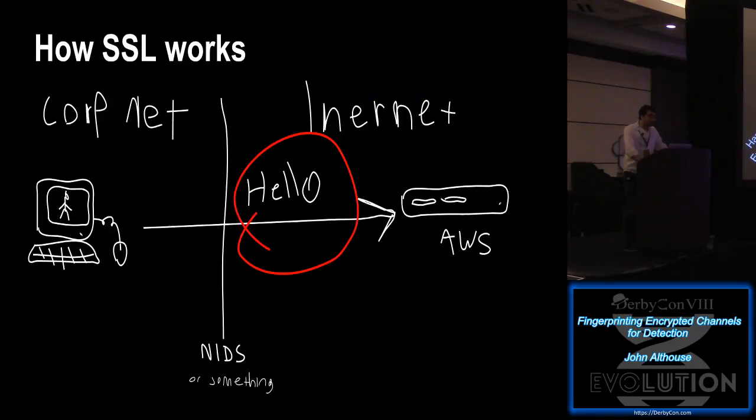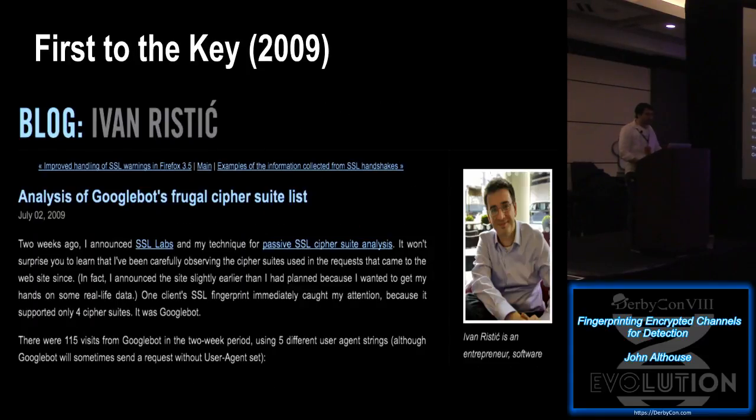And it turns out that you could do this by looking at that SSL client hello packet. And if this sounds familiar to some of you, that's because it is. Using that method of looking at the client hello packet is not new. Ivan discovered back in 2009 that he could detect and fingerprint Googlebot based on the 4 ciphers that it used in its client hello at the time.